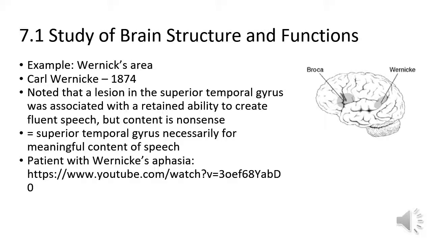Similarly, Wernicke's area, another language area, was discovered this way. So Carl Wernicke in 1874 had a patient with a lesion in the superior temporal gyrus, and this patient was able to create fluent speech, unlike Tan, but the content of the speech was absolute nonsense. So the patient was saying a lot of words, and complete sentences, correct grammar, but the actual meaning of the sentence was complete nonsense.